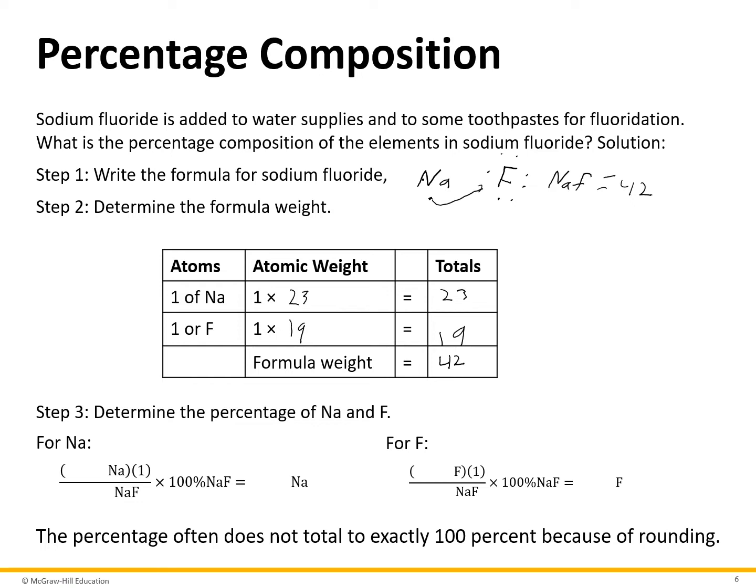Okay, good. Now, what percent of that 42 grams per mole is attributed to mass by sodium versus mass by fluorine? It's just a question of division, really. We are going to find the parts over the whole. Let's solve for sodium first. The whole is going to be 42 Daltons in 1 sodium fluoride molecule. Of those 42 Daltons, sodium composes 23 Daltons of mass.